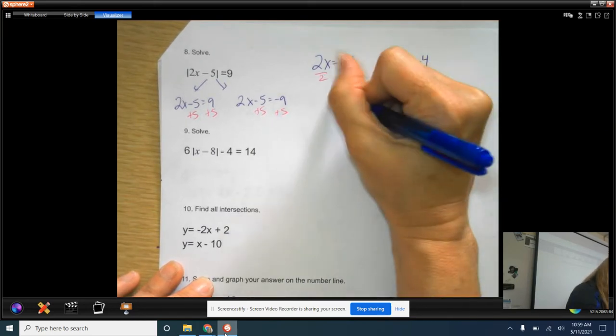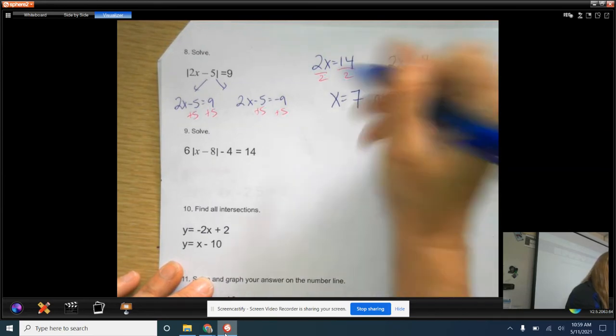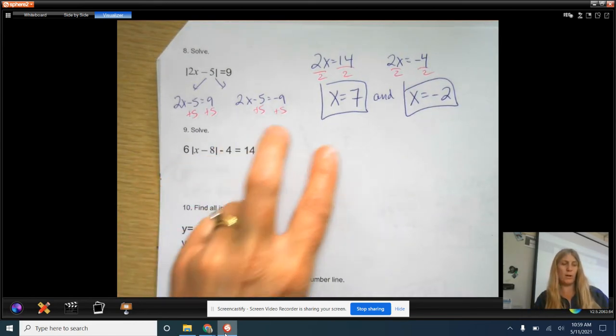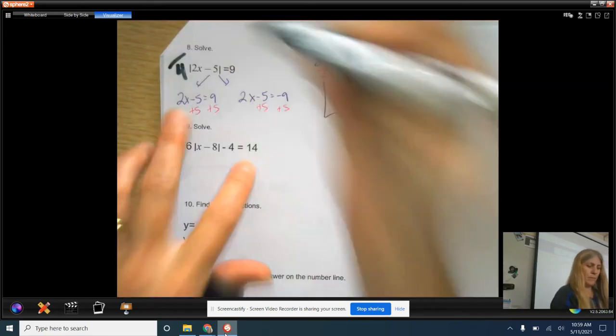And we have x is equal to 7, and x is equal to negative 2. Okay, so 1 point for splitting them up, 1 point for the work, and 1 point for each correct solution. So number 8 is out of 4.